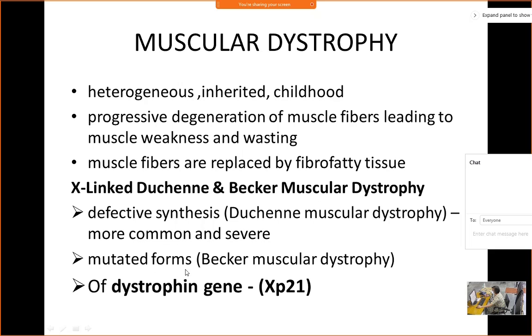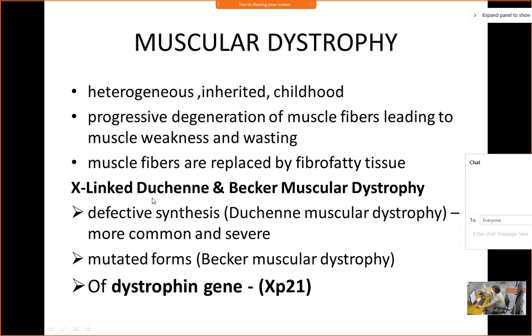So in both of these, the problem is at the dystrophin gene, which is Xp21. So this is a question which usually comes as an objective question, dystrophin gene. And another important thing which you should remember is in Duchenne's muscular dystrophy, it is a defective synthesis of this gene. That is, it's a quantitative defect. The gene, if it is there, will be normal. However, the synthesis is usually reduced. A defective synthesis. But in Becker's, it may be mutated or abnormal forms. That is a qualitative defect of the dystrophin gene. So remember, this can come as an objective question.